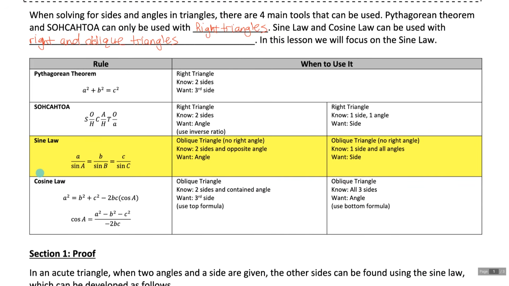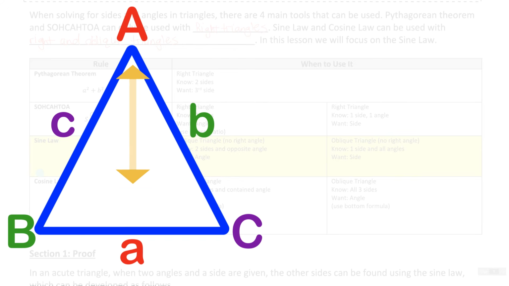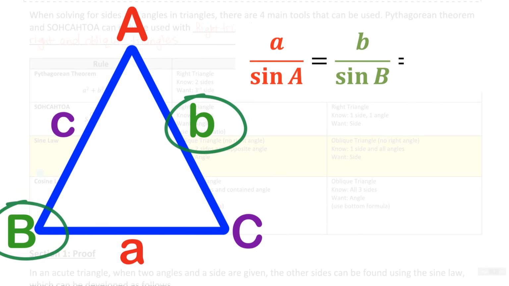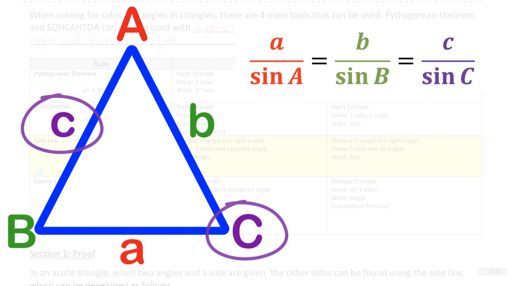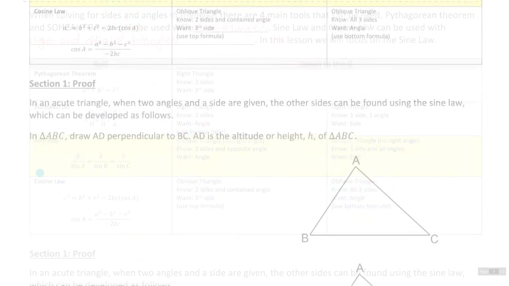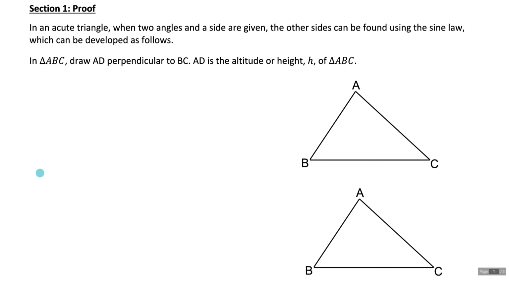Remember, a lowercase letter represents a side and an uppercase letter represents an angle. And side A would be across from angle A. So the ratio of the length of side A divided by sine of angle A is going to be equal to the ratios of b over sine B and c over sine C. So all the ratios are equal, and we can use that property to be able to solve for sides and angles in an oblique triangle. Before we start using that sine law, let me prove to you where it comes from.